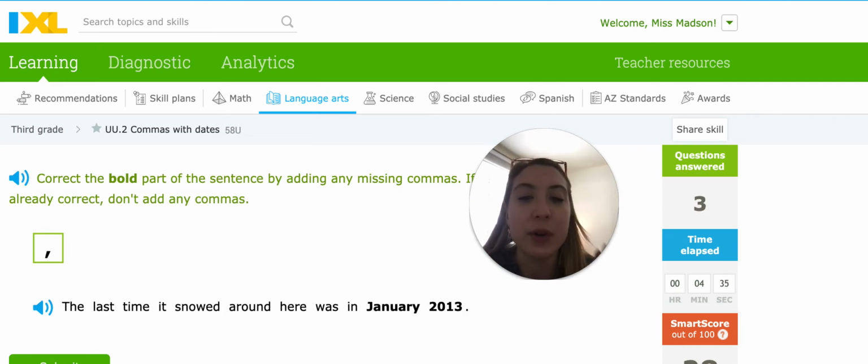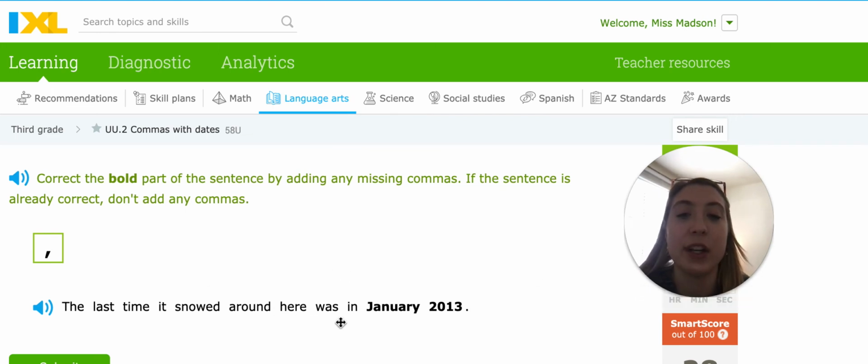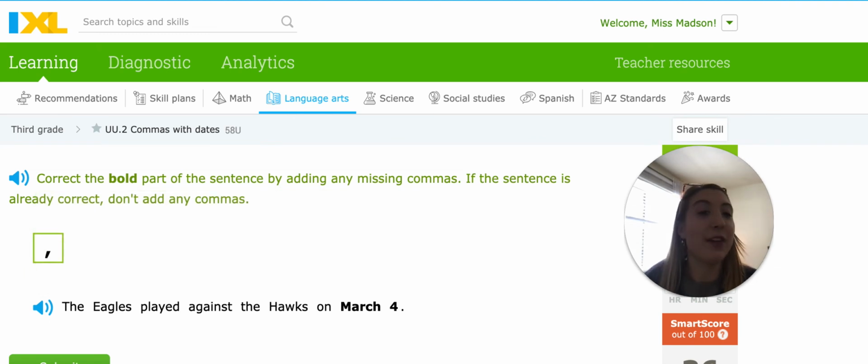Now, this is where it's going to get tricky. The last time it snowed around here was January 2013. I know the comma, when it's with dates, goes in between two numbers, the day and the year. But here, we just have the month and the year. So I want you to think, do we need a comma? The answer is no, because it's only between two numbers, the day and the year. If there's not the day and the year, then the sentence is fine and you don't have to add it.